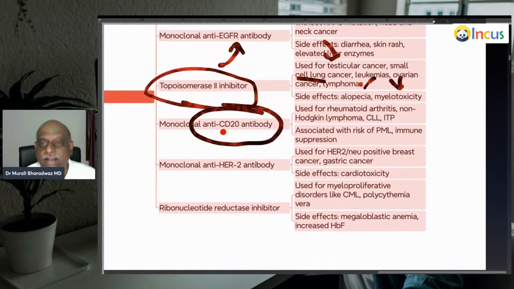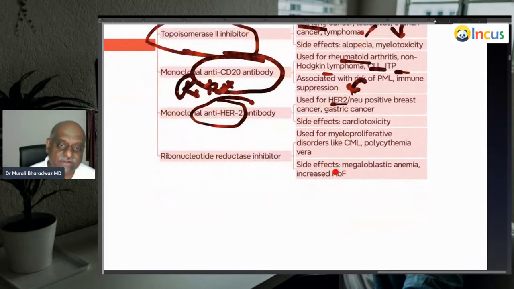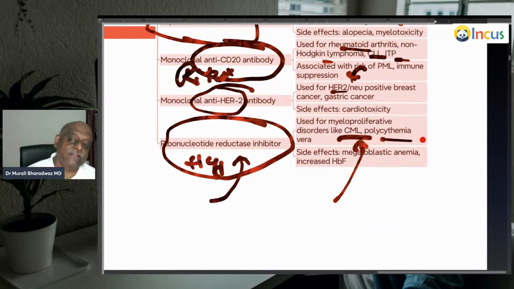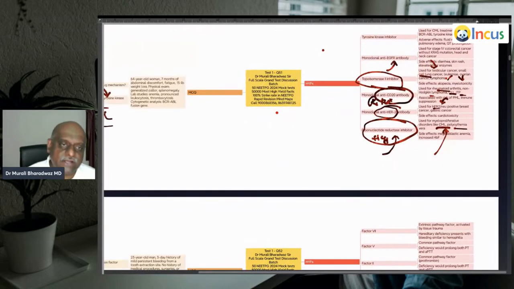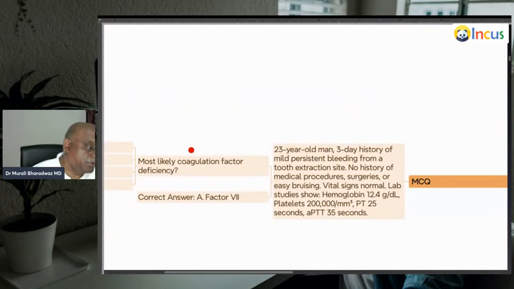Monoclonal anti-CD20 antibody is used for rheumatoid arthritis, Hodgkin's lymphoma, CLL, ITP, that is rituximab. Anti-HER2 antibody, trastuzumab, is used for HER2 neu positive breast cancer and also gastric cancer. Ribonucleotide reductase inhibitor like hydroxyurea is typically for the myeloproliferative disorders like CML, polycythemia vera. So you should know all these various anti-cancer drugs, their mechanism of action very clearly, doctor. Agar a question wrong kare to today only you need to go back and do the revision.